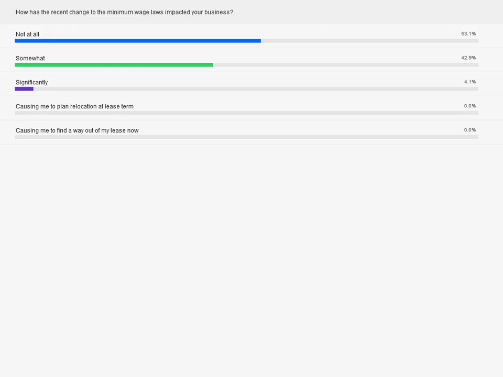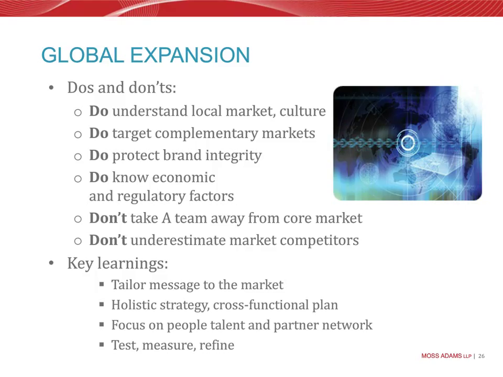So I will go on to one other topic that we're completely shifting gears on, and that's global expansion. Those of you who have participated in this call before know that this is a topic that we cover every year. Basically, it's the do's and don'ts of global expansion. One of the key things is whatever's working in, let's say, the U.S. and you want to take it to Europe or South America or somewhere else, what works here does not necessarily mean it's going to work there.